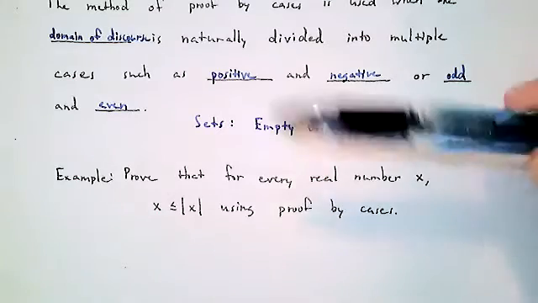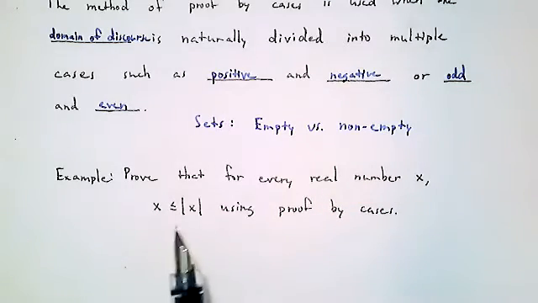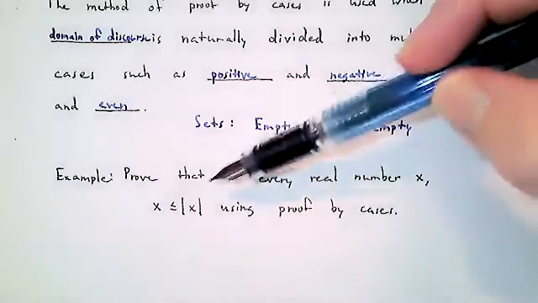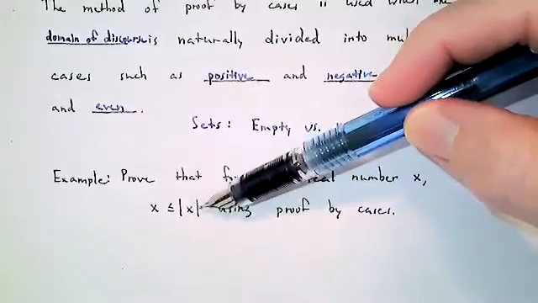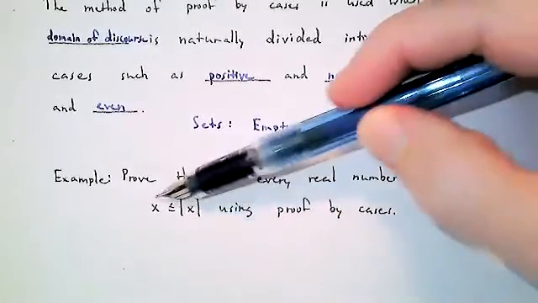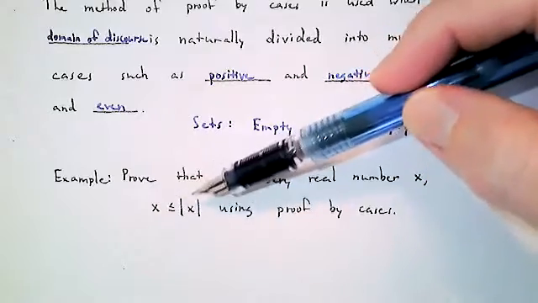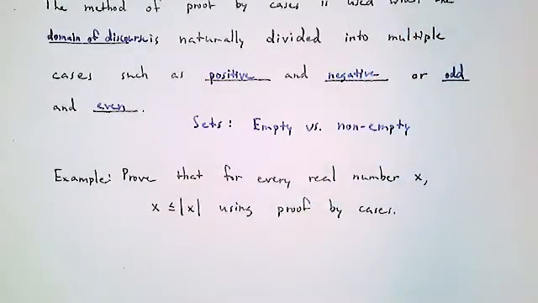This one is asking us to prove that for every real number x, x is less than or equal to its own absolute value. And we're going to use proof by cases. For this one, the reason that cases might come up is because we know absolute values work differently for negative numbers than they do for non-negative numbers. Remember, negative numbers we have to switch to positive, whereas positive numbers we don't have to do anything with. They don't change when we put an absolute value on them. So that's why we might need to talk about cases in this one.